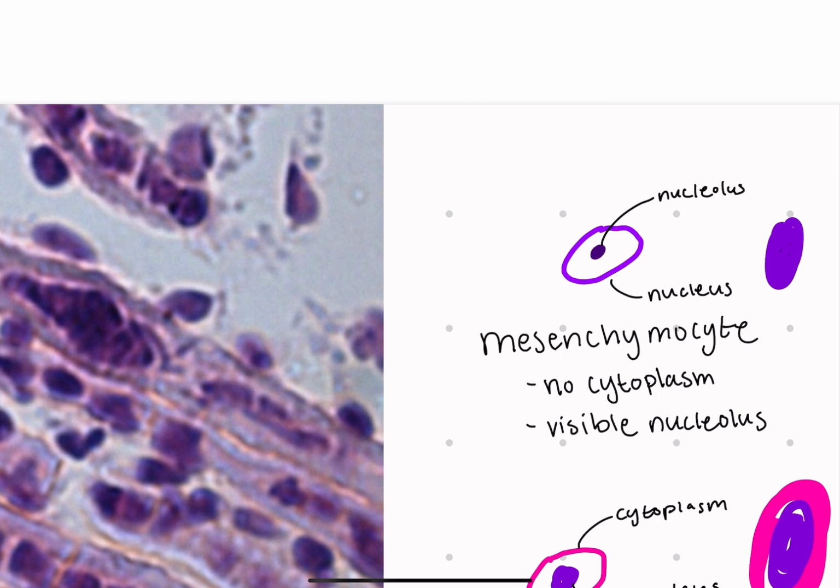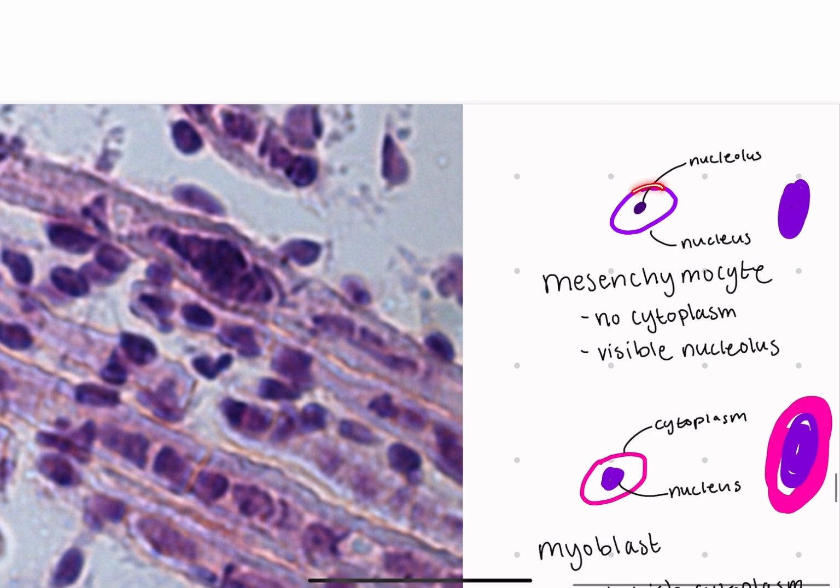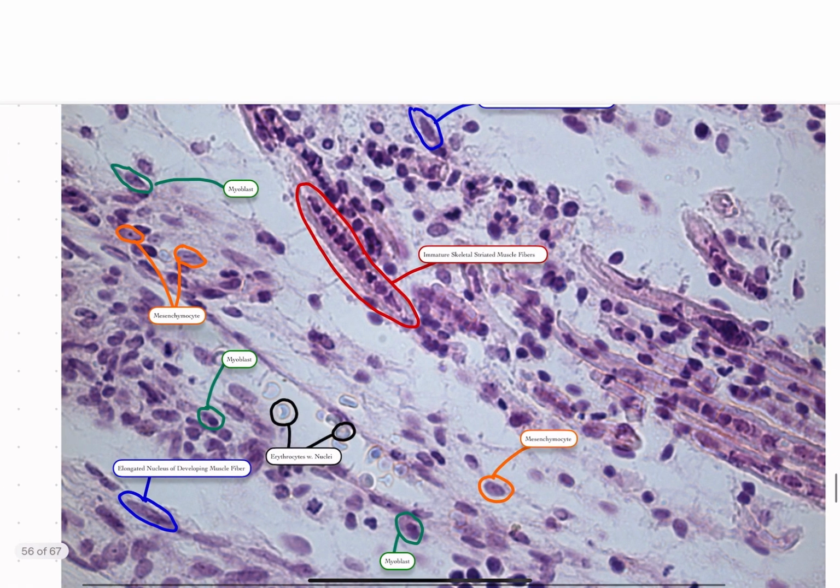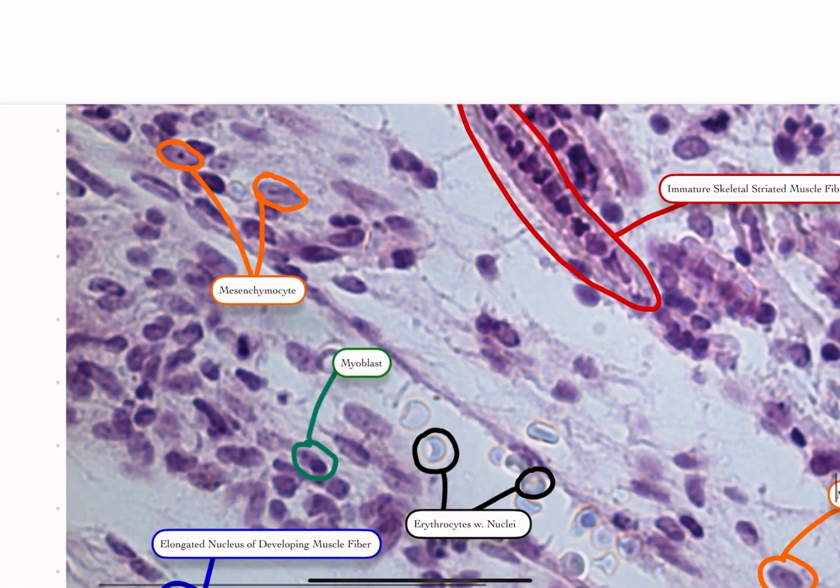Now, a lot of people make the mistake of assuming that this is the myoblast because we can see what appears as cytoplasm with the nucleus. But in fact, this is the nucleus and this is just the nucleolus. So if the nucleus-like structure appears as very, very tiny within a very, very dark area, it's more often than not the mesenchymocyte. Now, what do I mean by that? Here we can see a great example.